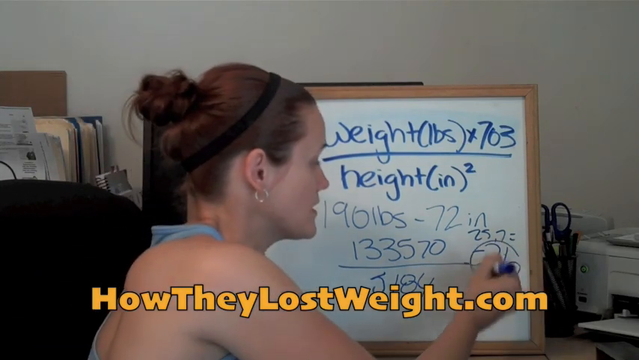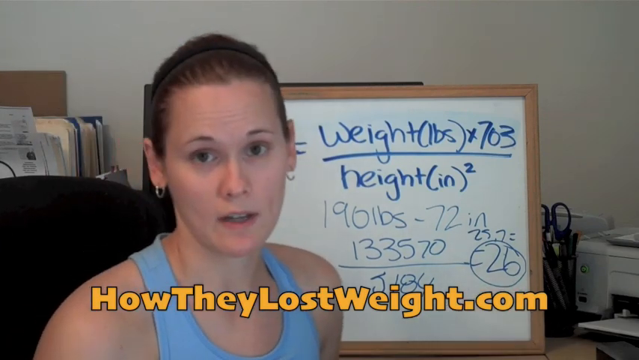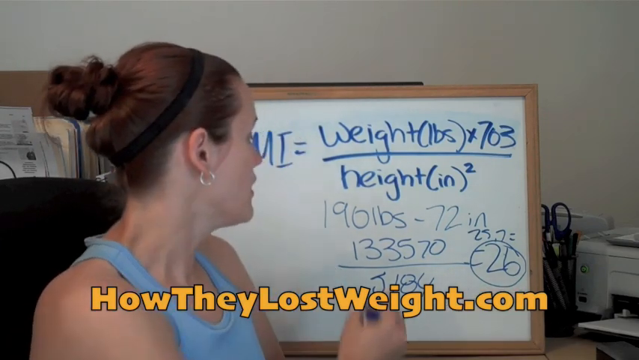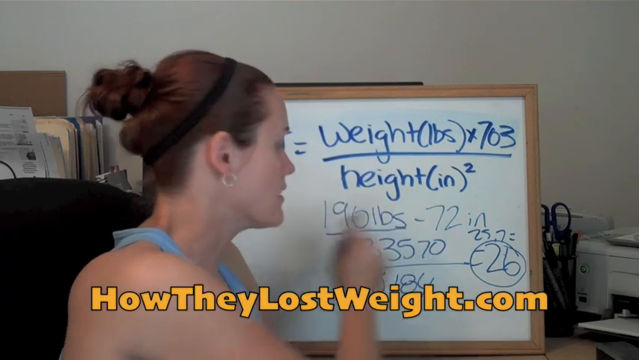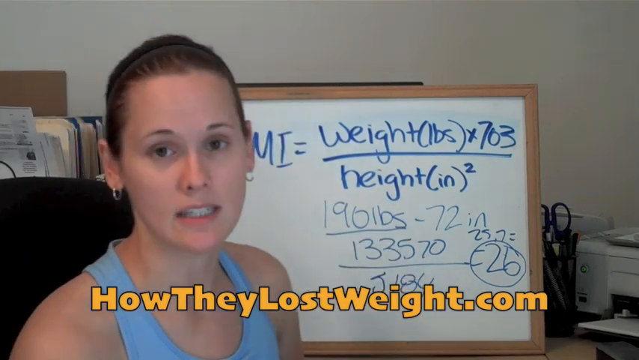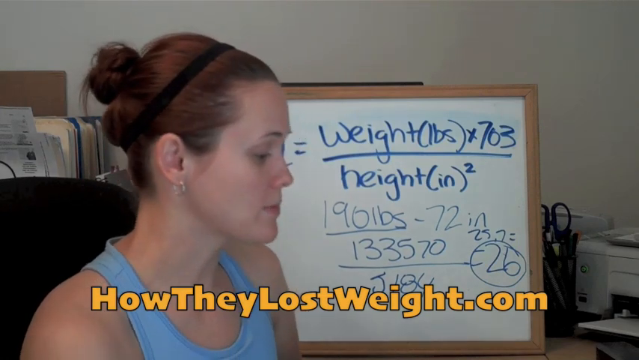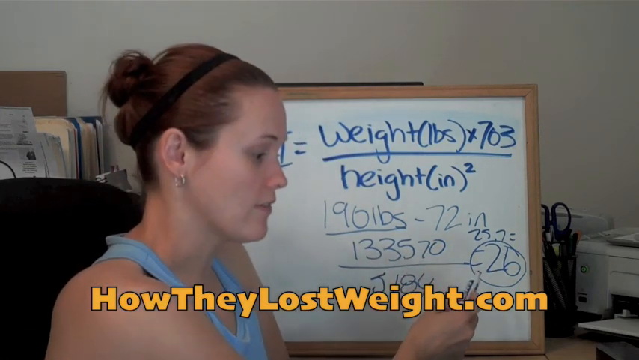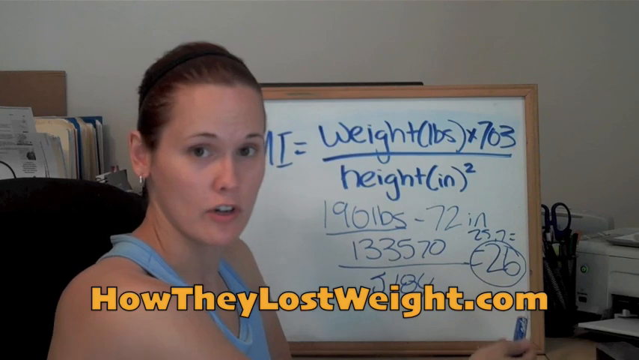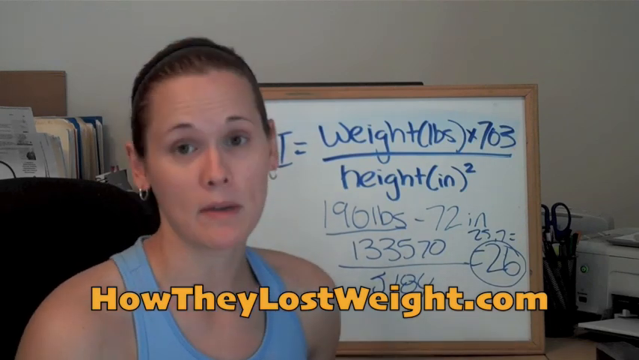So this guy, where he's at 26, he's just slightly overweight. If he could get this number down to 25, he'd be in the healthy weight. So when we're looking at his weight, which is 190 pounds, he could stand to lose just a few pounds. Not too much, but just a little bit to get into that healthy weight. So again, between 18.5 and 25 is healthy, 25 and 30 is overweight, and actual obese is 30.